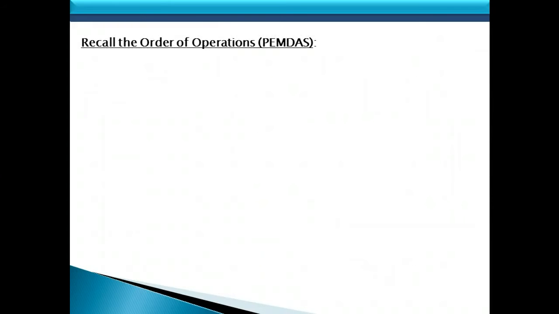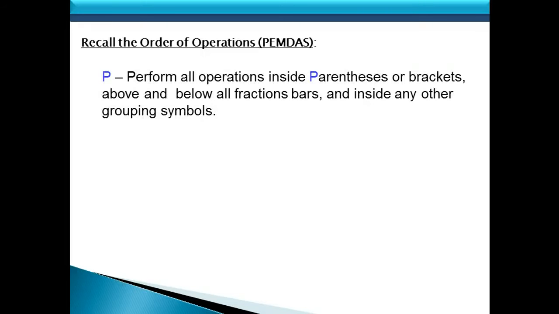Okay, so let's review the order of operations so that we can look at some a little bit more complicated algebraic expressions. So recall the order of operations. Some people like to use the phrase, "Please excuse my dear Aunt Sally," to help them remember the order. And the P, remember, represents parentheses. So that tells us to first perform all the operations that are inside parentheses or brackets, above and below all fraction bars, and inside any other grouping type symbols.